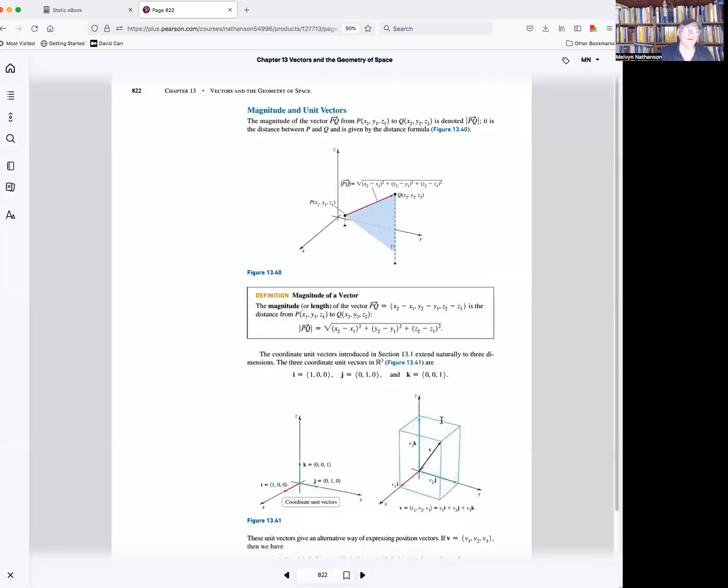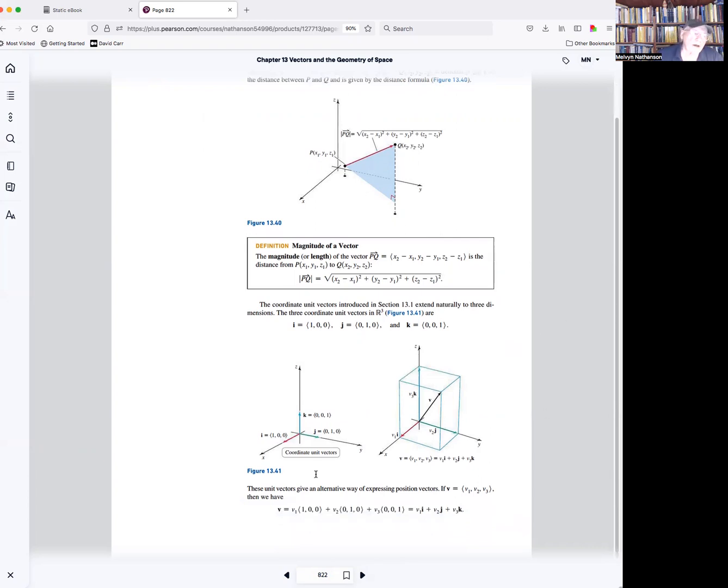The length of the vector, well, you have the vector from P to Q. These are the coordinates. The length of the vector, again, is just the square root of the sum of the squares of the differences of the coordinates. It's the distance from the point P to the point Q.